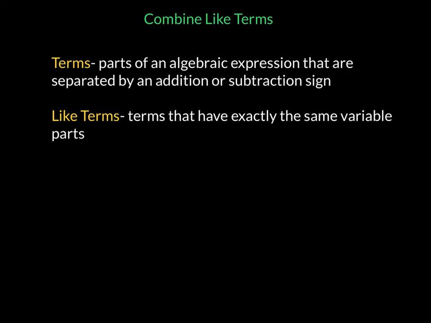Terms. Those are parts of an algebraic expression that are separated by an addition or subtraction sign. And then like terms. Those are terms that have exactly the same variable parts. So in the equation, 7a plus 10a equals 19, this 7a and this 10a have exactly the same variable. Both have an a, so those are like terms.